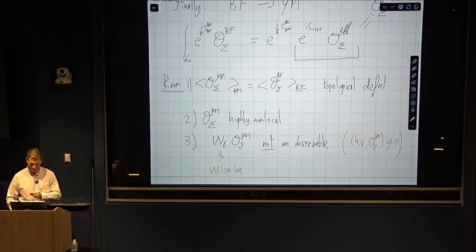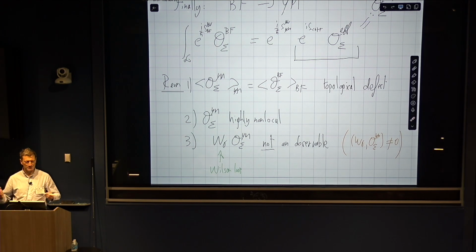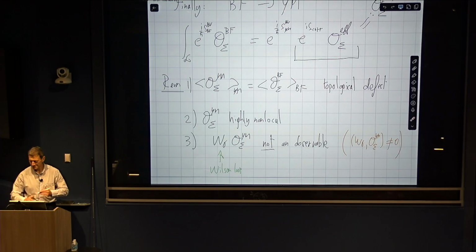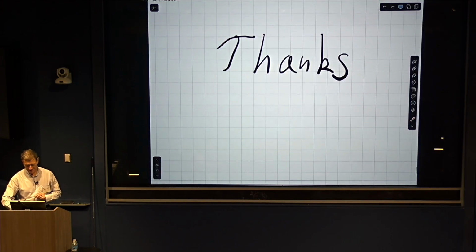I think that in the abelian case, it was observed that if you take a non-trivial bundle, there also you cannot observe or measure the Wilson loop and the surface observable at the same time. So in the non-abelian case it is even worse. Okay, so I think I'm done here.